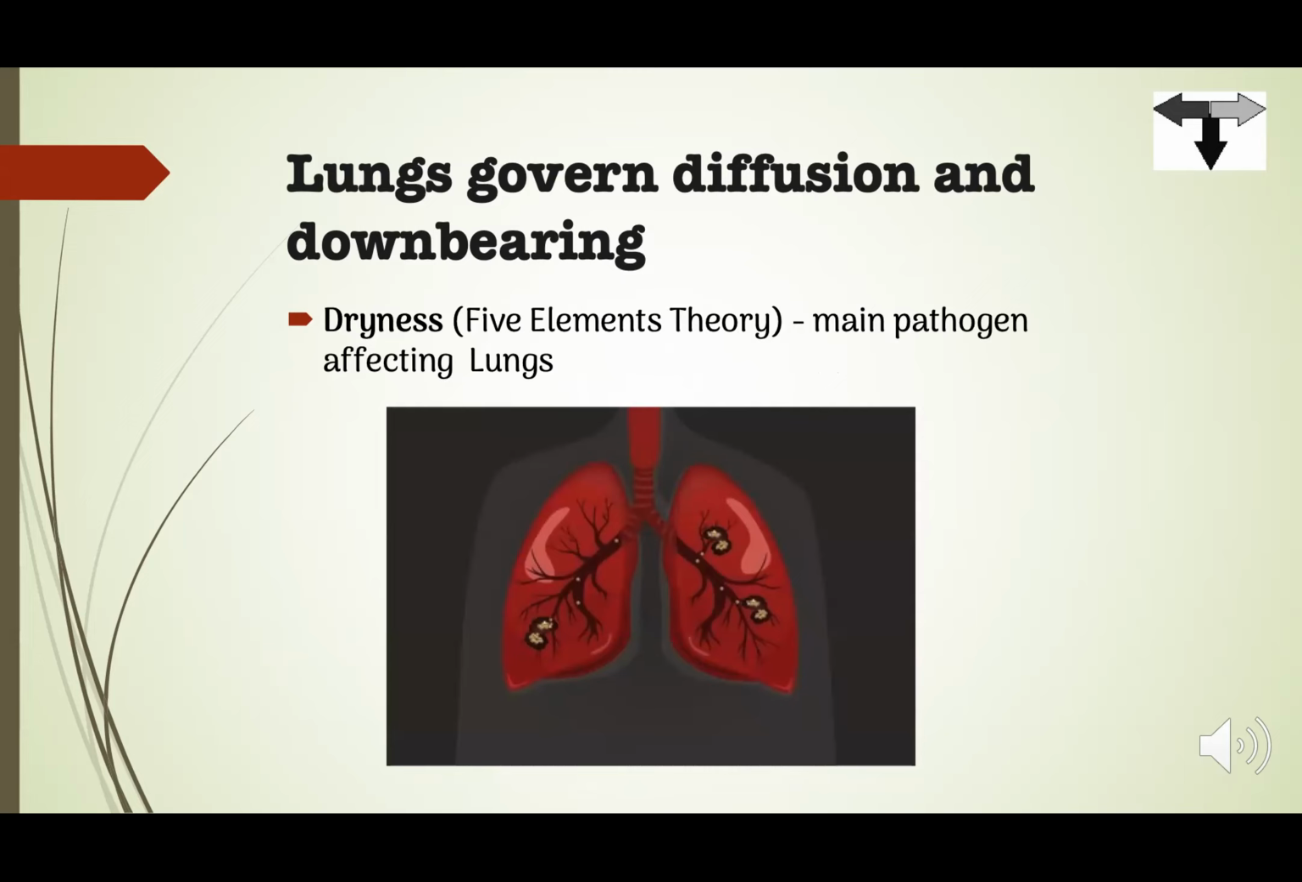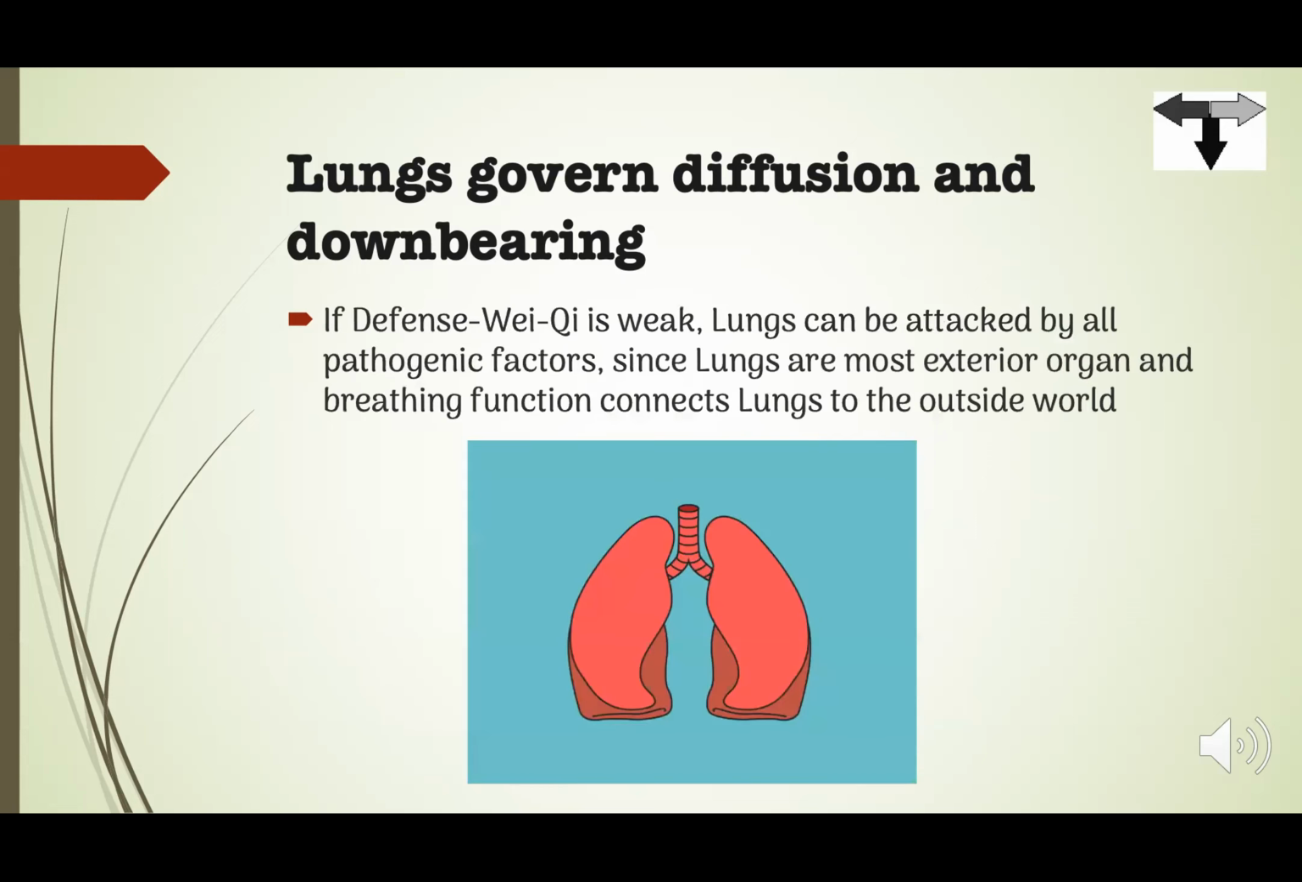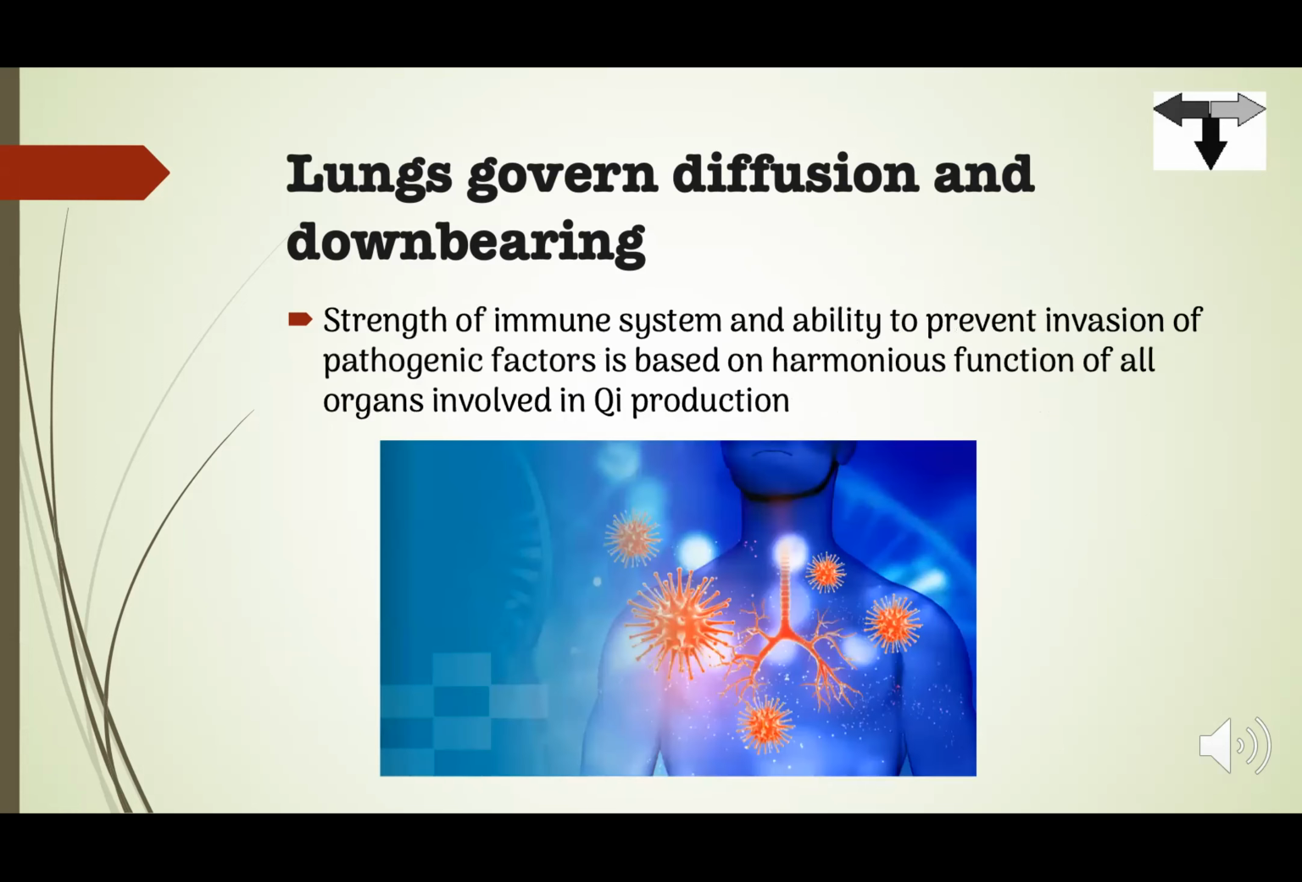Among the pathogens affecting the lungs is dryness. Dryness is the main pathogen affecting the lungs. If defensive or wei qi is weak, lungs can be attacked by all pathogenic factors, since lungs are the most exterior organ and breathing connects lungs to the outside world.